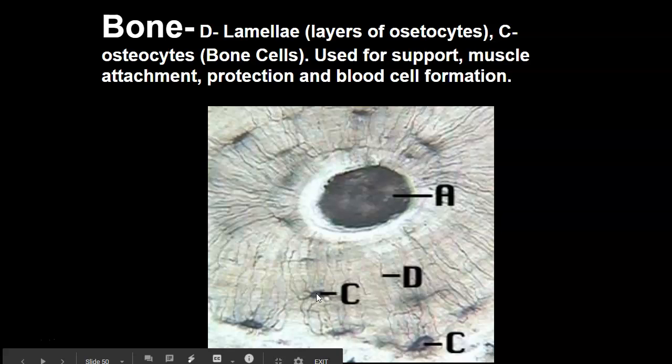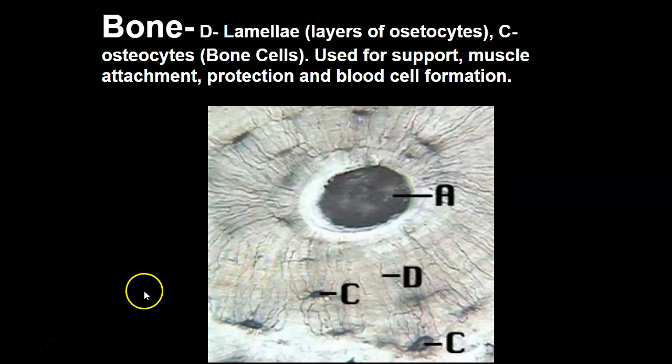And then finally, what are the functions of it? It's used for support, muscle attachment, protection of your organs, and also formation of blood cells. So those are all examples of functions of this tissue. So for your chart, the type of cell in bone is an osteocyte. The matrix is made up of collagen, elastin, and mineral salts like calcium, and the function or job is going to be support, muscle attachment, protection, and blood cell formation. And we'll go into much more detail on this in the next unit.